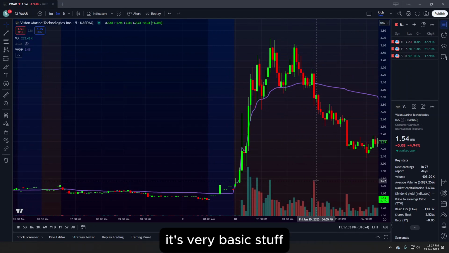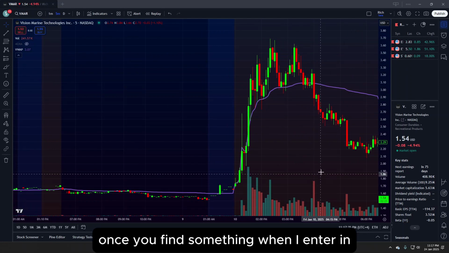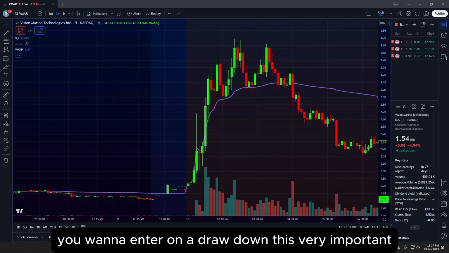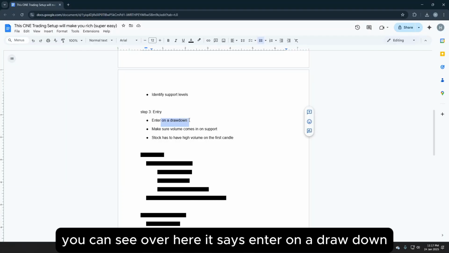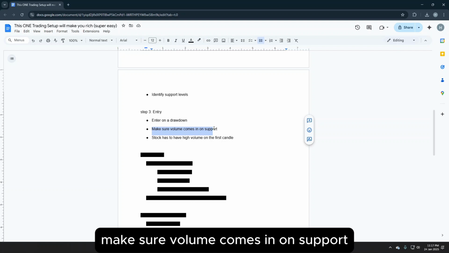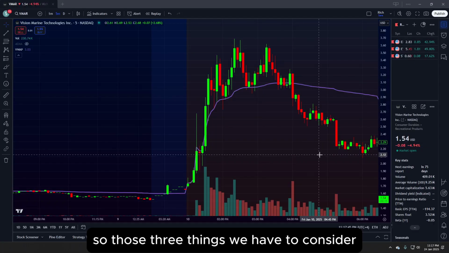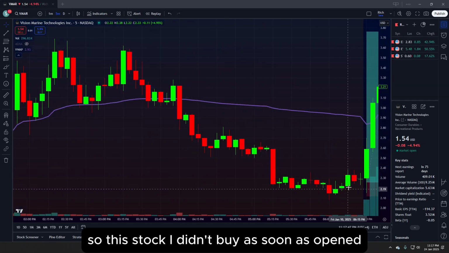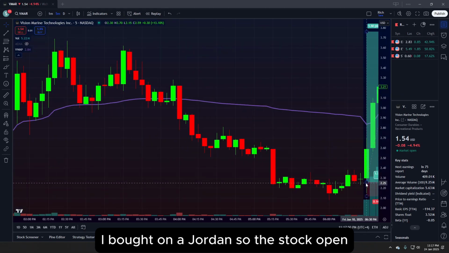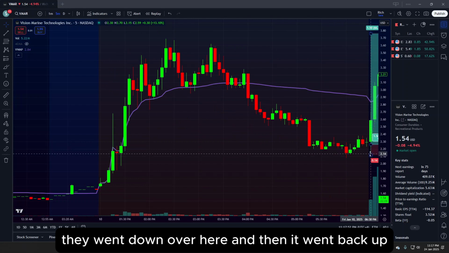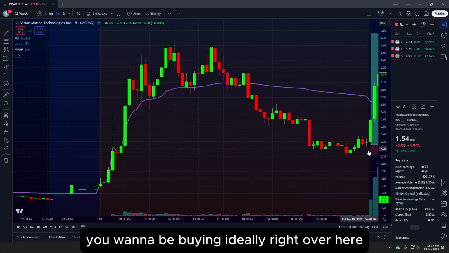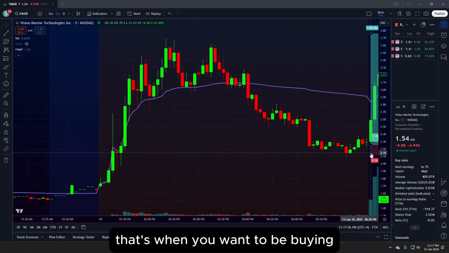It's very basic stuff. Once you find the stock that you want to enter in, you want to enter on a drawdown. This is very important. You can see over here, it says enter on a drawdown, right? Make sure volume comes in on support and the stock has to have high opening volume in the first candle. So those 3 things we have to consider. So this stock, I didn't buy as soon as it opened. I bought on a drawdown. So the stock opened, it went down over here and then it went back up. You want to be buying ideally right over here. That's when you want to be buying.